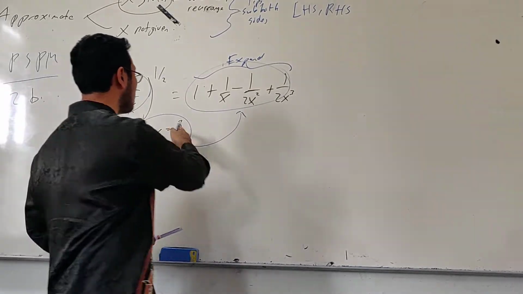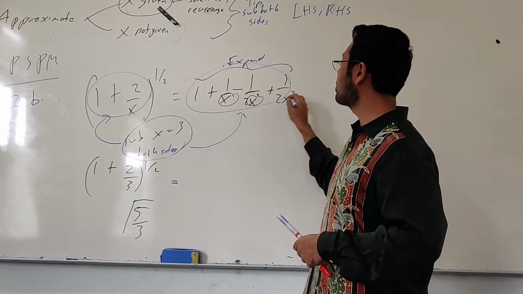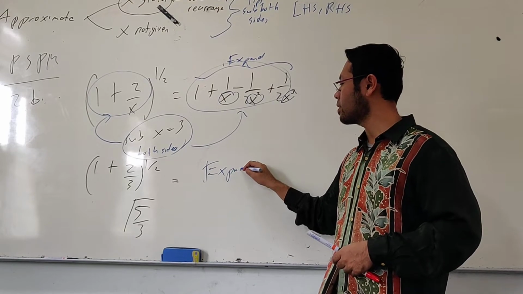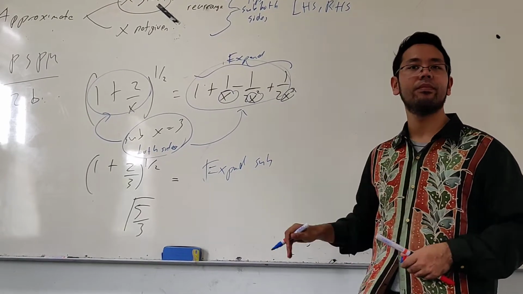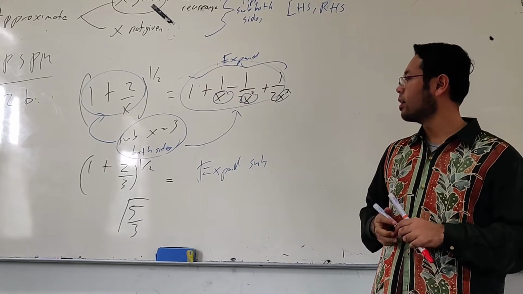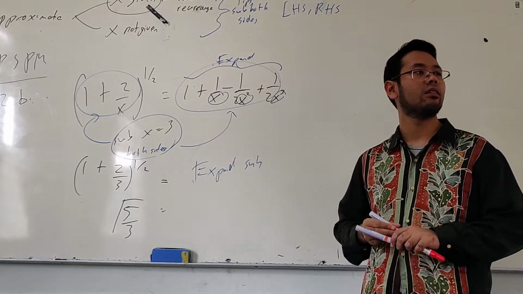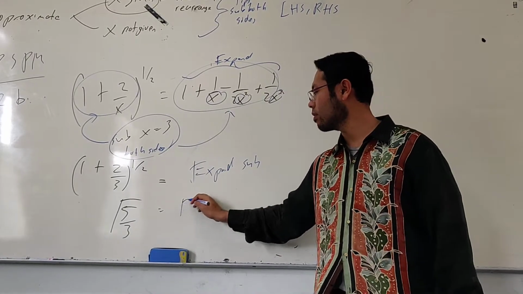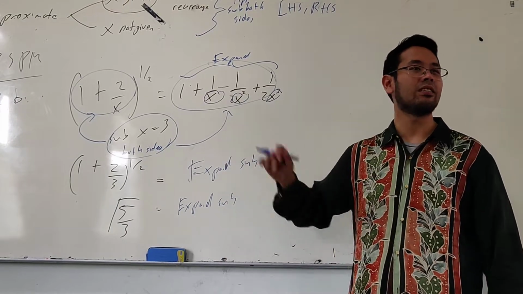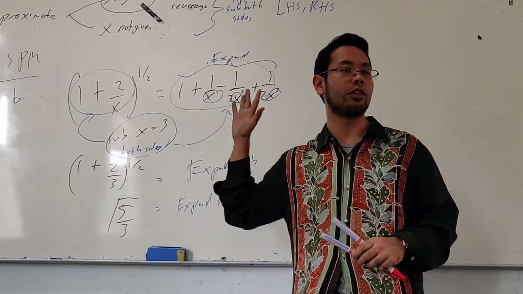So this one here, we substitute inside where? Each of these. I'm not going to write it down, it's quite long, so I just say expand sub. You substitute the x into the expansion, and once you press into your calculator, you get the answer. Do you get the general idea? This is for the easy one.